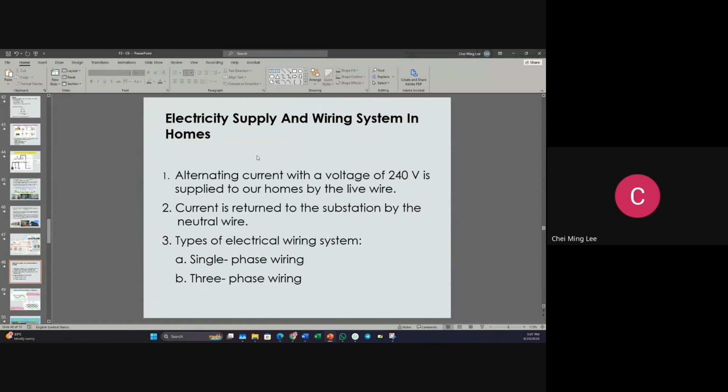So in our home, we are using alternating current with a voltage of 240 volts supplied to our homes by the live wire. The current is returned to the substation by the neutral wire. So there are two types of electrical wiring system. We call them single phase and three phase.